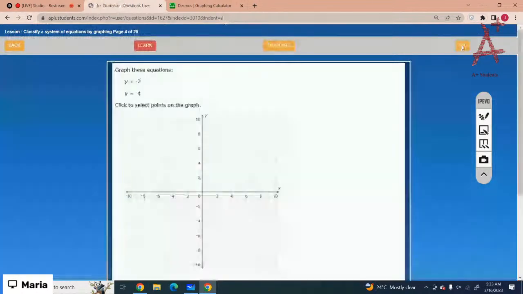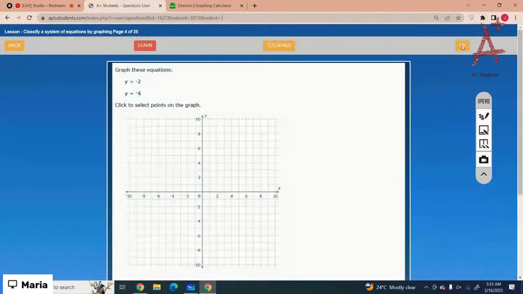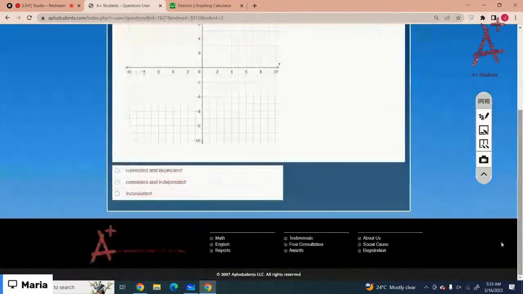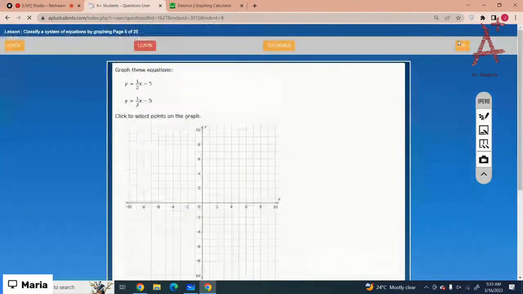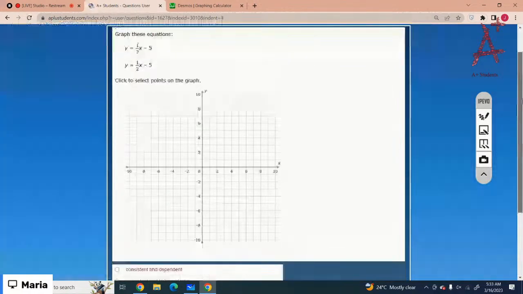Okay, y equals 2 and y equals negative 4. So when you plot these two lines, they form two parallel lines. Got it? When the two lines are parallel, that means the system has no solution. In case of parallel lines, they are inconsistent. Got it?